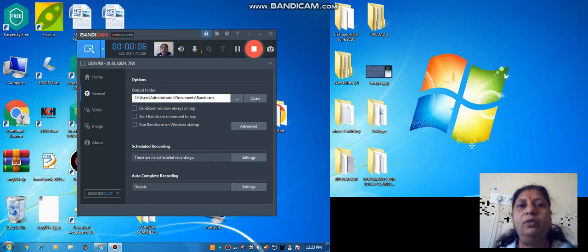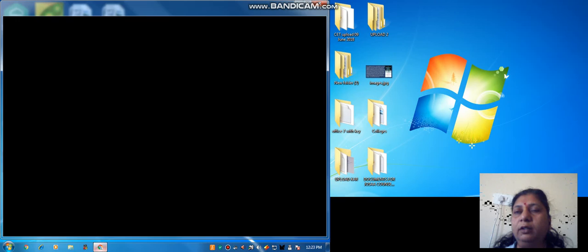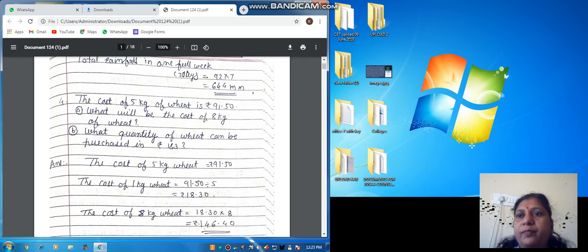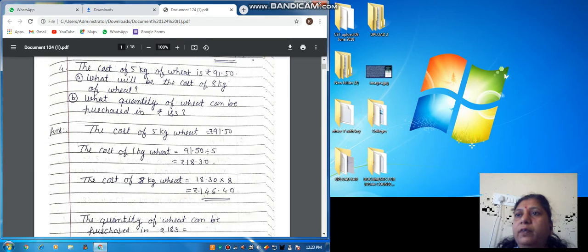So we are on exercise 12.3, right? We have solved the third question, I think. So we will start the fourth one. The cost of 5 kg of wheat is 91.50 rupees. What will be the cost of 8 kg wheat? What quantity of wheat can be purchased for rupees 183? Fine. So let's start to solve this example.